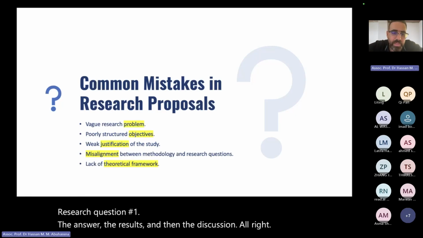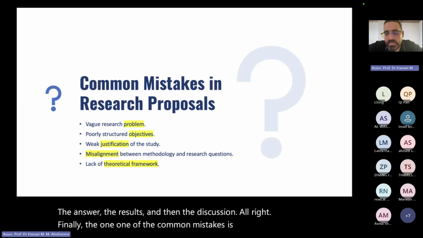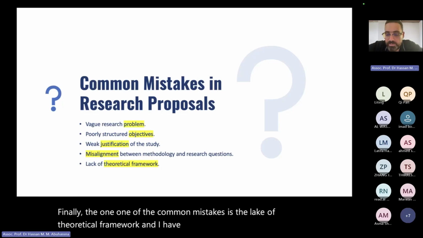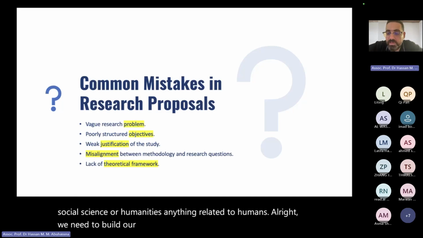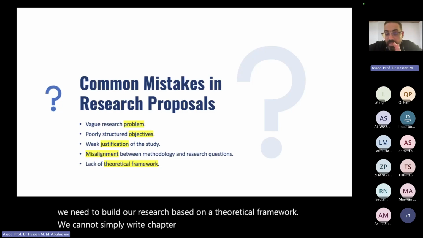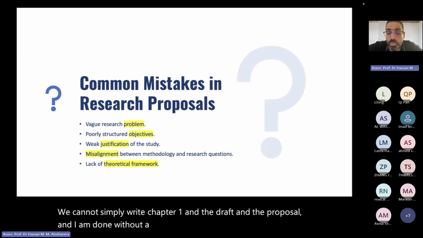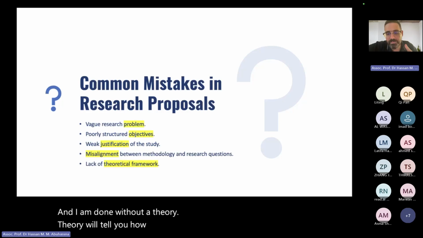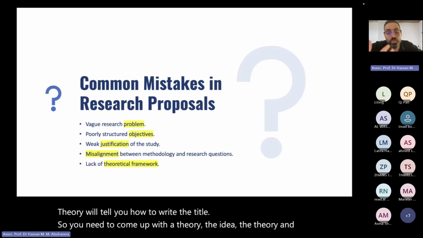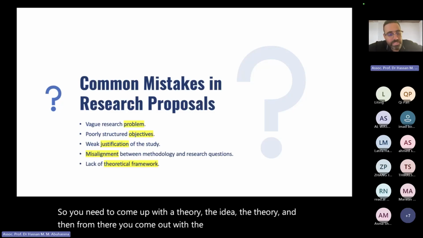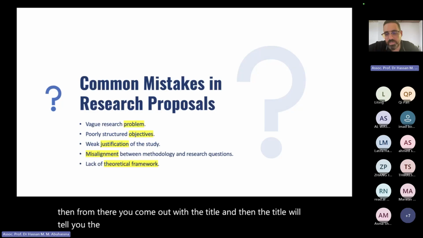Finally, one of the common mistakes is the lack of theoretical framework. And I have seen this a lot. If you are from social science or humanities, anything related to humans, we need to build our research based on a theoretical framework. We cannot simply write chapter 1, the draft and the proposal, and say I'm done without a theory. Theory will tell you how to write the title. So you need to come out with a theory, the idea, and then from there you come out with the title. And then the title will tell you the approach, the methodology.